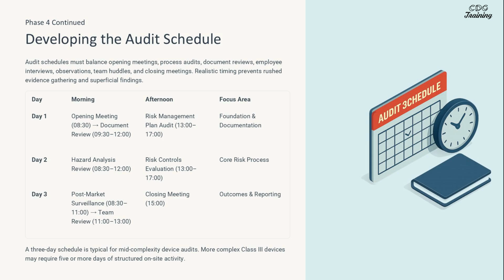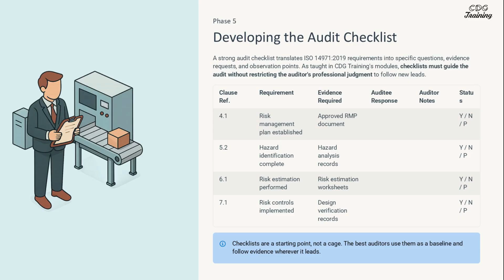Developing the audit schedule involves planning meetings and reviews. A realistic timeline prevents rushed evidence gathering and ensures thoroughness. An audit checklist translates requirements into specific questions and observations. It guides the auditor's professional judgment without restricting it.